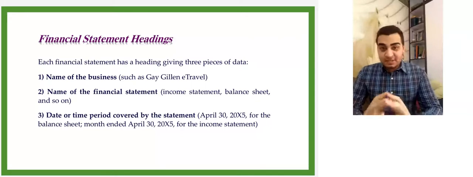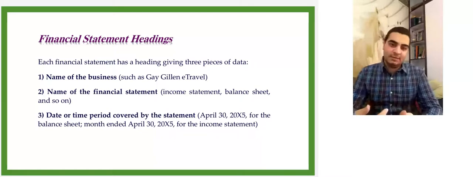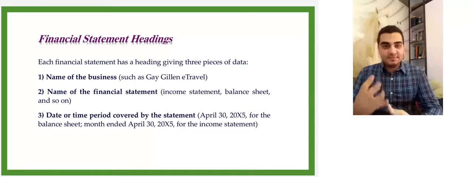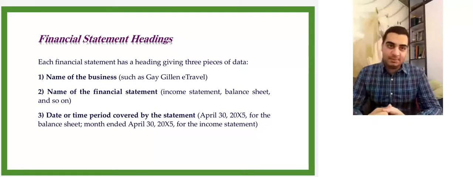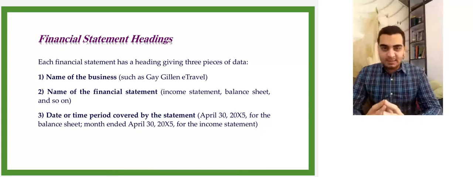The next topic is financial statement headings. In each financial statement, there are three pieces of information. The first one is the name of the business, for example, Gillen e-Travel. And then the name of the financial statement. We had 4 financial statements, if you remember. And finally, the date or time period covered by this statement. For the balance sheet, we had a snapshot, a moment in time. And as for the rest, we had a period.